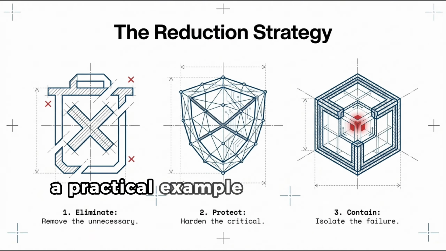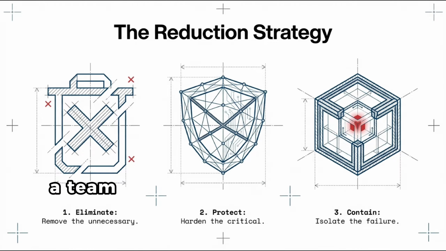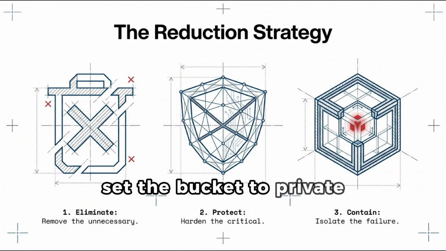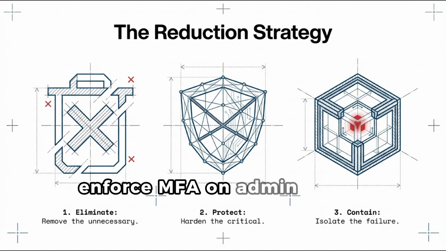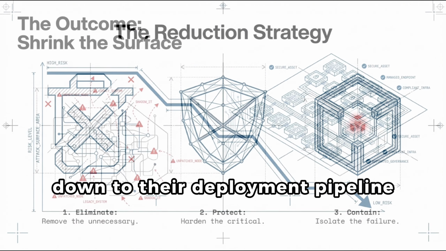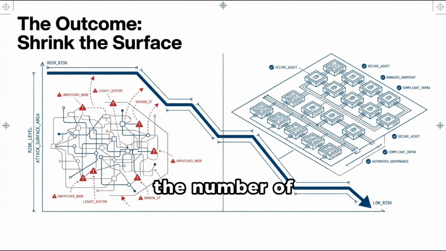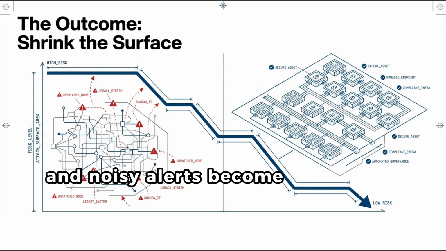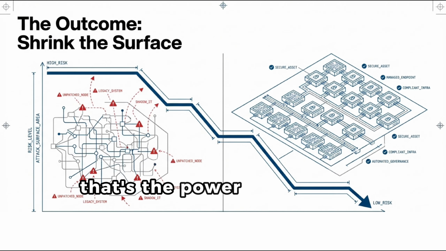A practical example ties it together. A team finds multiple staging hosts and an open analytics bucket. They tag and retire unused hosts, set the bucket to private, enforce MFA on admin panels, and add automated teardown to their deployment pipeline. Within a few weeks, the number of internet-facing assets drops significantly, and noisy alerts become meaningful again. That's the power of reduction.